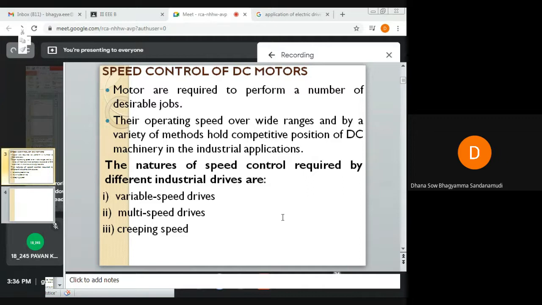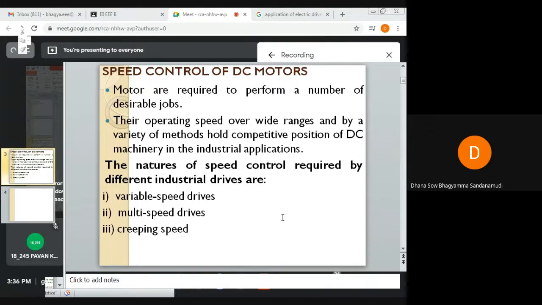So next topic is speed control of DC motors. In practical applications, motors may be required to perform a number of desirable jobs or operations, conforming to different load conditions and speed requirements. So the motors have to perform a number of desirable jobs at different load conditions for the required speed.